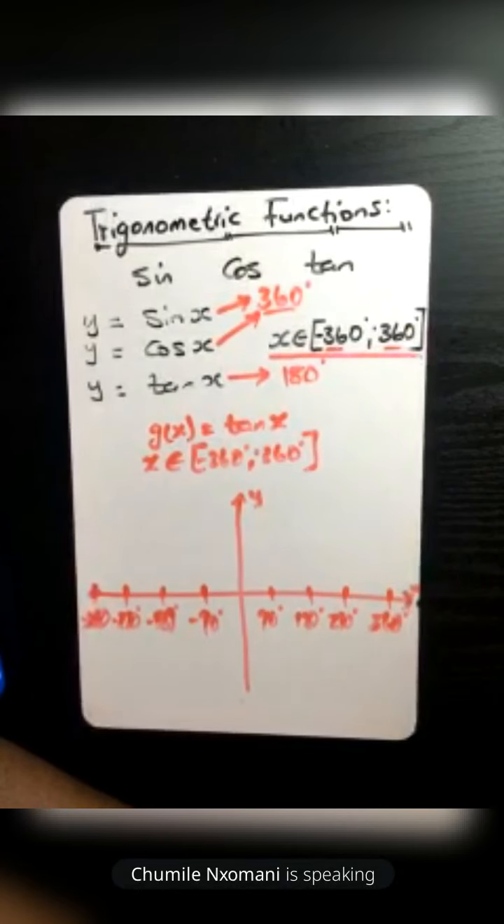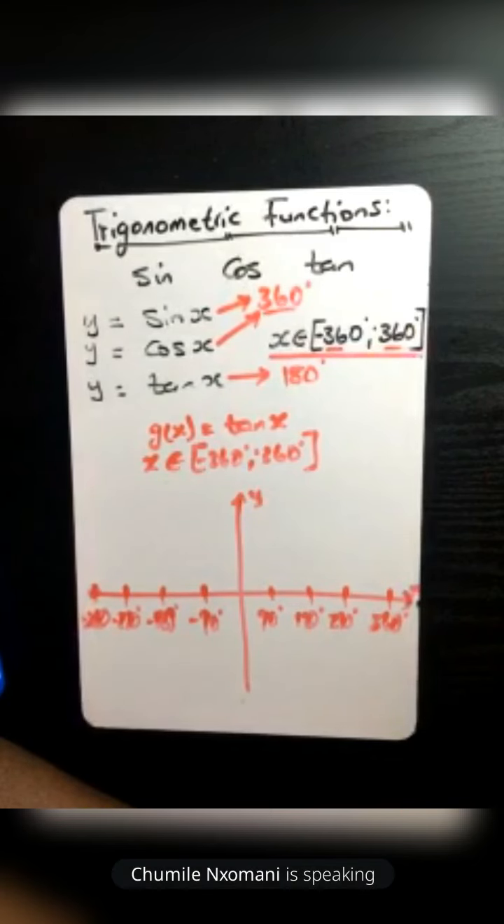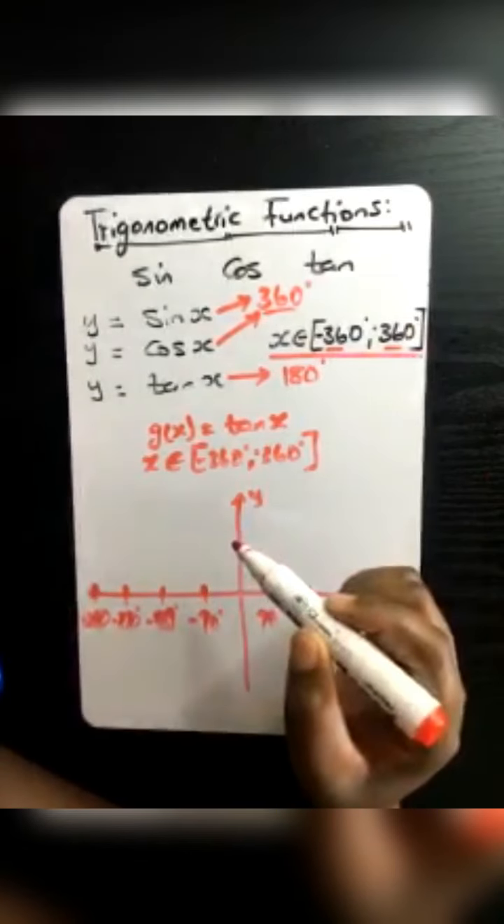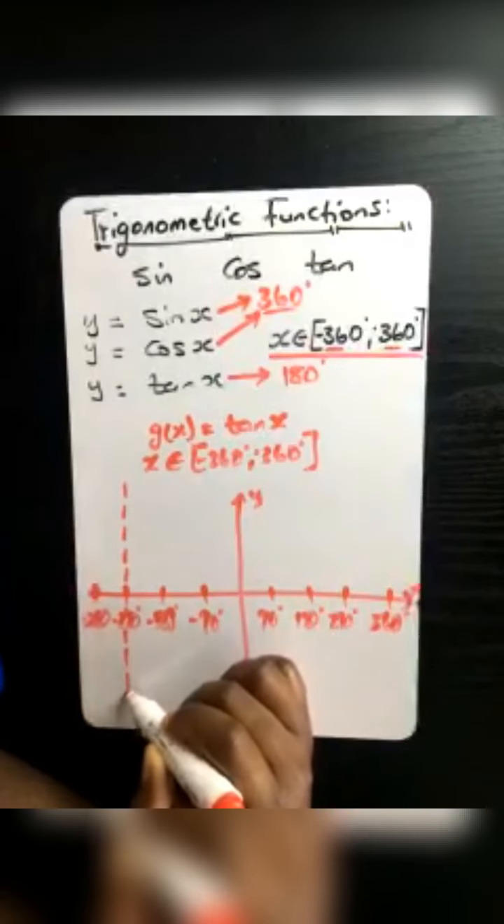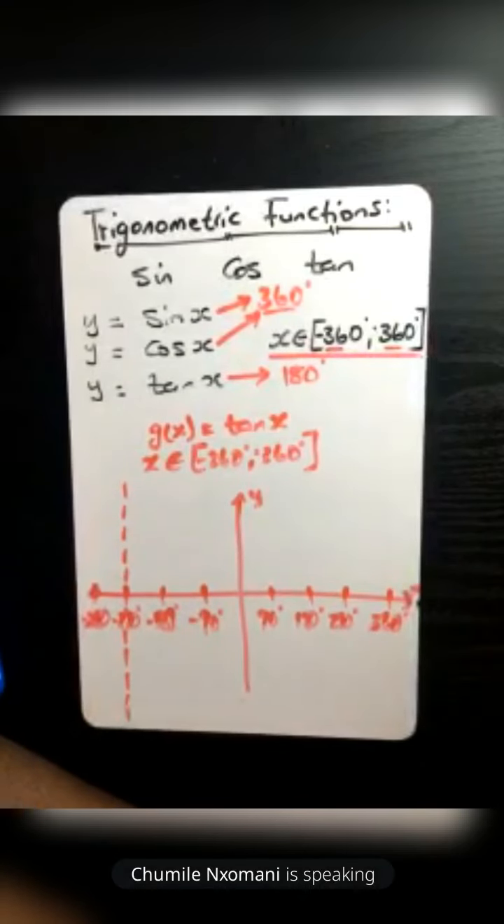Tan of negative 270 is a math error. I can't get the tan of negative 270. Oh, it gives you an error, neh? Yes, sir. Okay. Where it gives you an error, you do the dotted line. So this is the asymptotes. These lines, we call them asymptotes, the dotted line. Can you see there, Chumis? Yes, sir. Okay.